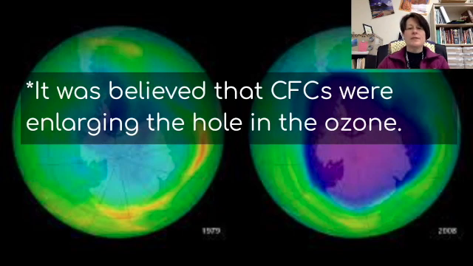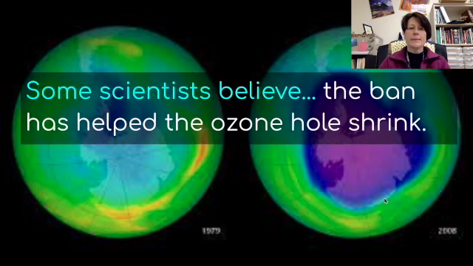And it was believed that the CFCs were enlarging the hole in the ozone, because you can see the hole here. This is actually the year 1979 versus, I believe this is 2008. So the hole had gotten larger. Now, I don't have another picture, but the hole has gotten smaller actually again. Not as small as back to 1979, but it has gotten smaller.